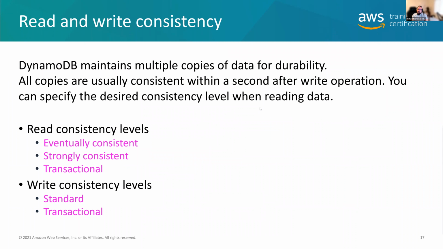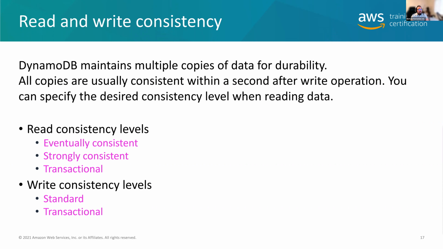Okay, so as far as the DynamoDB table itself, because it maintains multiple copies of your data, they're usually consistent within about a second after you write to the table. It's because it's got eventual consistency, right? So if AWS is maintaining 3 copies of your data, which is typical, within about a second of you writing, it's going to be consistent. Now you can specify the desired consistency when you read the data. So for example, you can say, look, I want strong consistency.